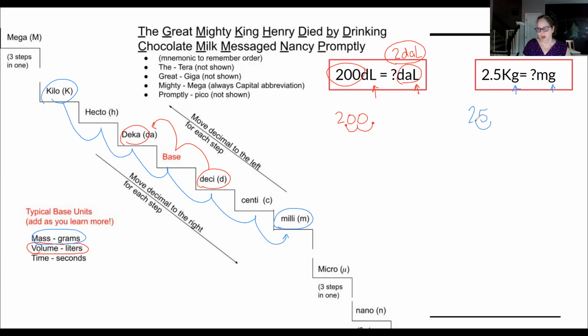2.5, 1, 2, 3, 4, 5, 6. Then fill in 1, 2, 3, 4, 5. 2, 5, 1, 2, 3, 4, 5. And then I'm going to go back and add my little commas in. Okay, so 2.5 kilograms is 25,000 milligrams. Sig figs, 2 sig figs, 2 sig figs. These guys are all trailing because they're on the right. No decimal is shown, so they're not significant.